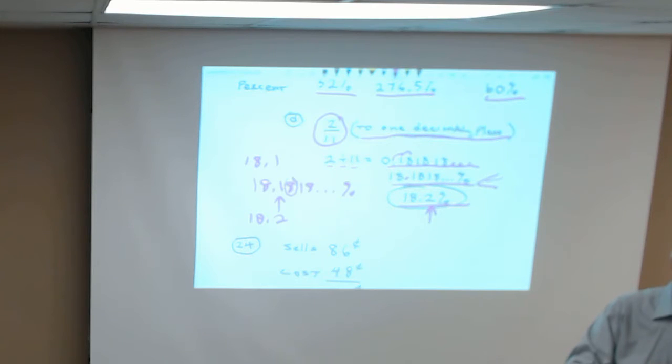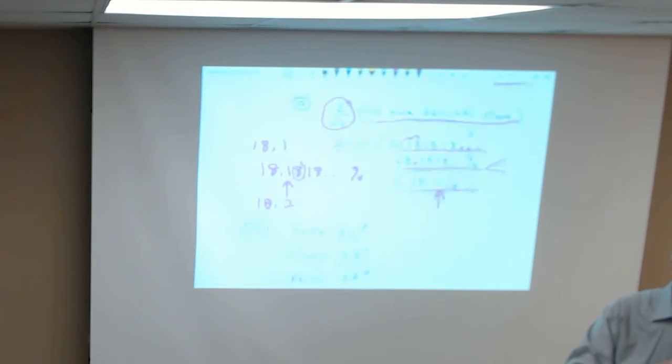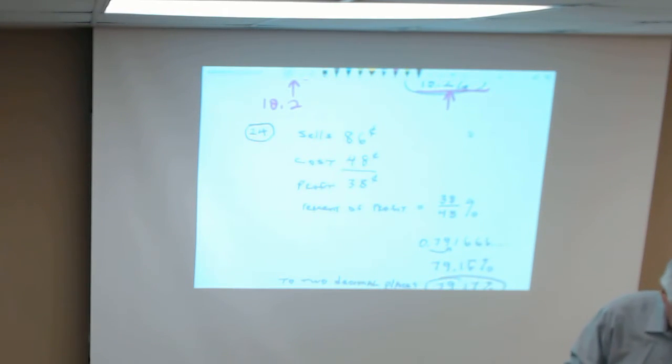Okay, enough of that. Let's move on to 24. We got a test to take here. We can talk about that other stuff later. A 2-liter bottle of soda sells for 86 cents. And it cost 48 cents. So what do they know? What do they want to know? What was the profit? Fine. No, they want to know the percent of profit.